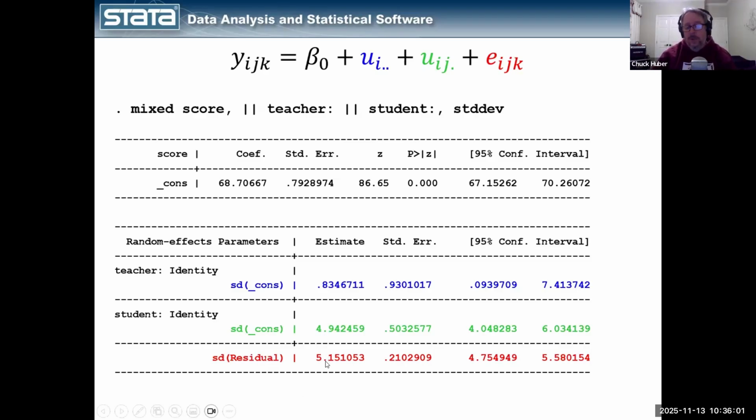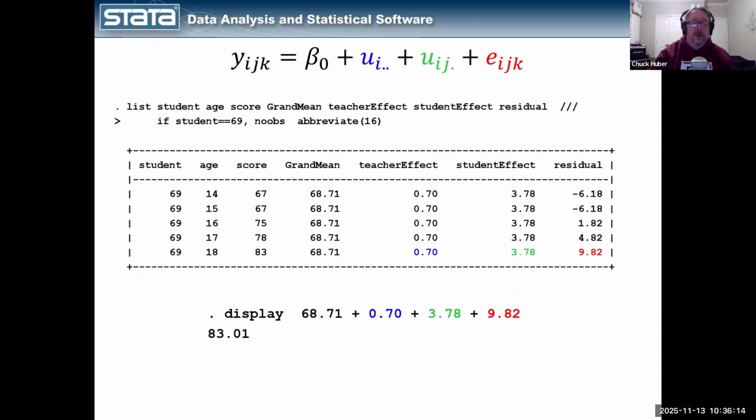And then the red number here, that's the deviation of each repeated observation from that individual's test score mean. Okay. So let's make this a little more concrete. Let's go back and look at student 69. And let's take what we've learned from our model to fill in some things here.